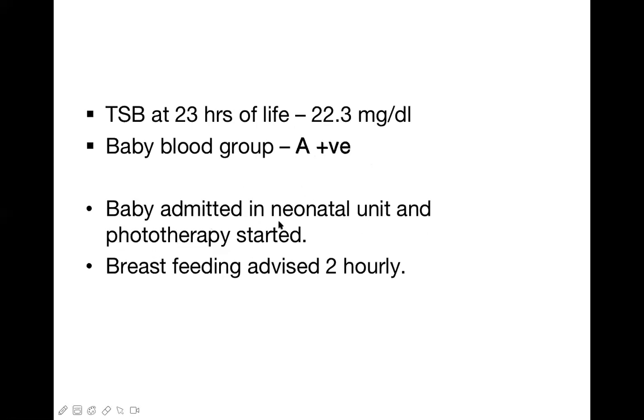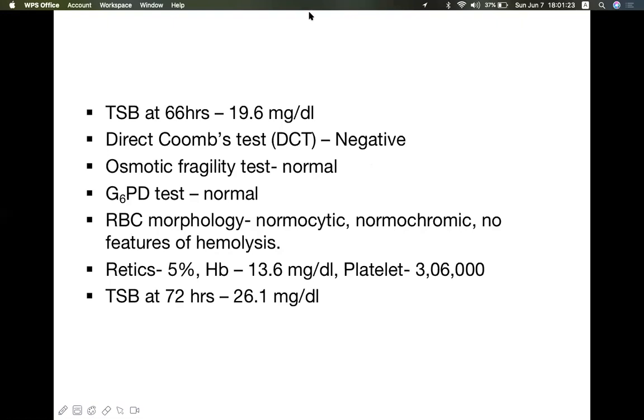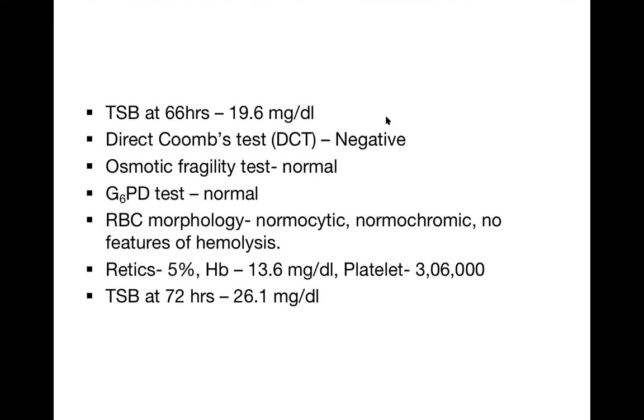Baby admitted in neonatal unit and phototherapy started. This is the treatment of jaundice, and breastfeeding was advised every 2 hourly. Now, what the doctor did in the hospital, you need to know. They repeated total serum bilirubin at 60 hours. It is 19.6 now. It has slightly dropped. Direct Coombs test was done. This is negative, and this direct Coombs test is mainly done for autoimmune type of hemolytic anemia. So it was negative here.